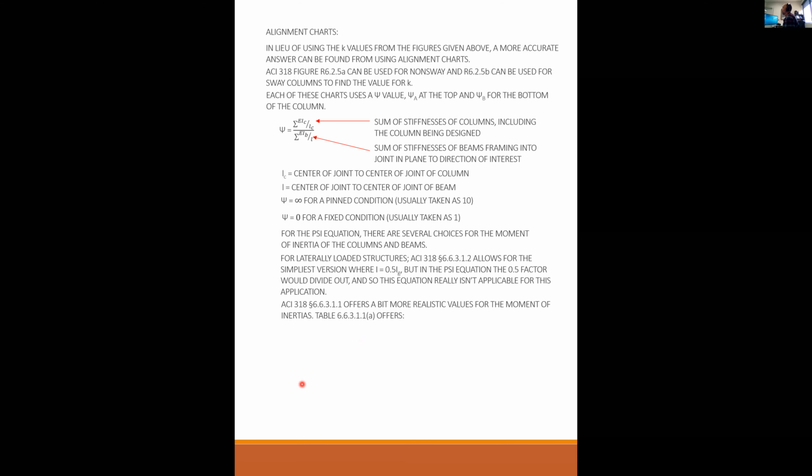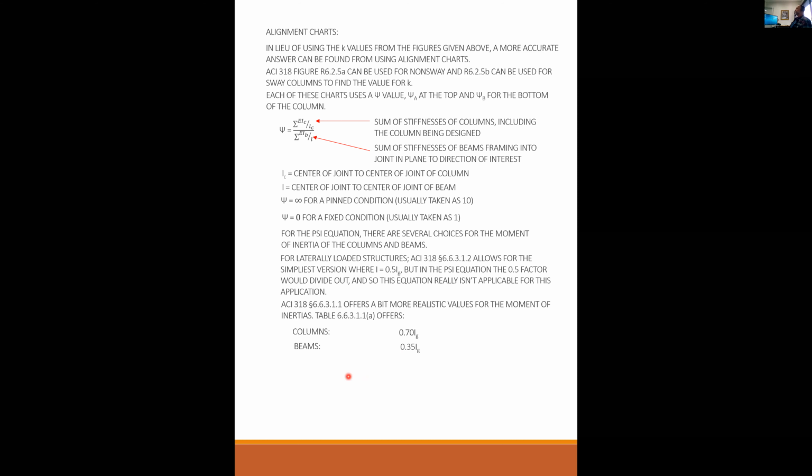Okay, so what else do we got? ACI 318 6.6.3.1.1 offers a bit more realistic values for the moment of inertia. Table 6.6.3.1.1(a) offers that you use 70% of I gross for the column and you use only 35% of I gross for the beams.